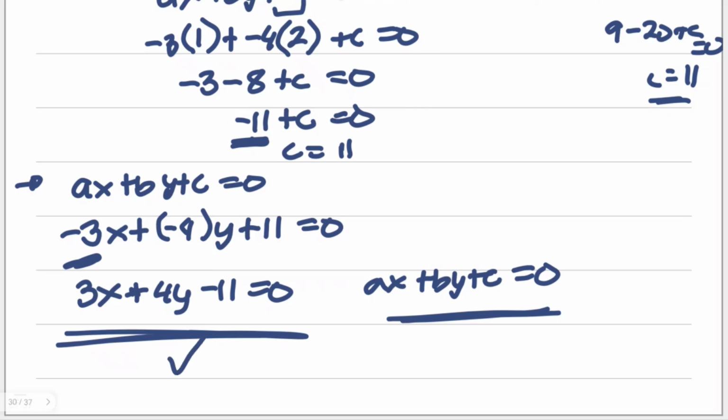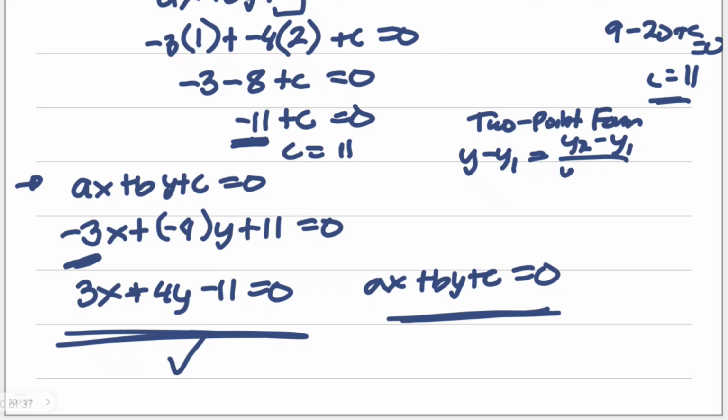Of course, if you are not restricted, you can use the two-point form. If you can still remember, the two-point form from our junior high school or high school years: y minus y sub 1 equals your slope, which is y sub 2 minus y sub 1 over x sub 2 minus x sub 1, times x minus x sub 1, then simplifying them into the general form. And I'm urging you to try this two-point form and determine if we will have the same result.